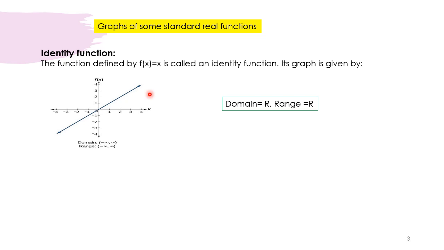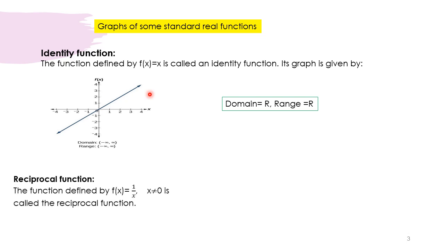So domain and range: set of real numbers. Okay, so next you see one more very important function, the reciprocal function. Whenever we write f(x) = 1/x, obviously x is not equal to 0, because if x equals 0, the denominator would be 0, which should not happen. And this is called the reciprocal function.